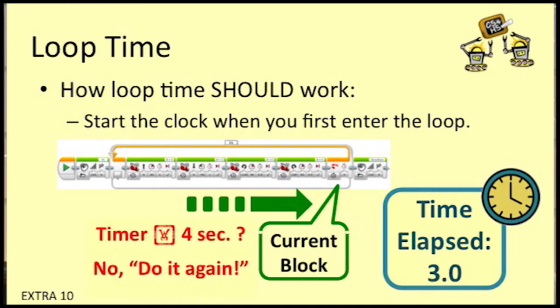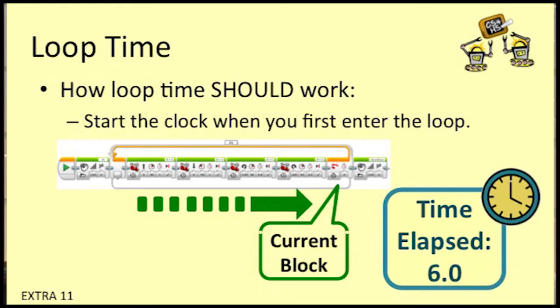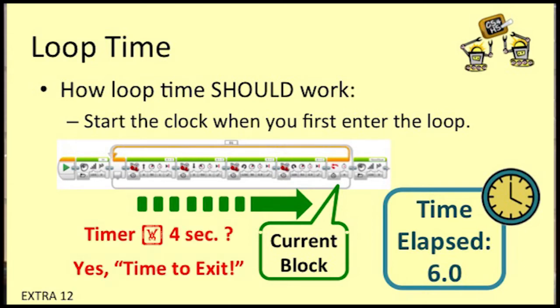That's not enough since the loop is set to 4 seconds, so you repeat all the contents of the loop again. Fast forwarding again through our trace, the second time you reach the end of the loop, 6 seconds have elapsed. That's more than 4 seconds, so you leave the loop. Of course, that's how the loop is supposed to work.